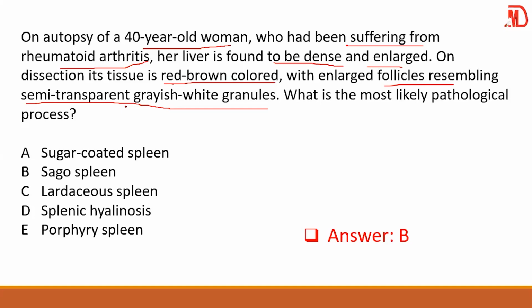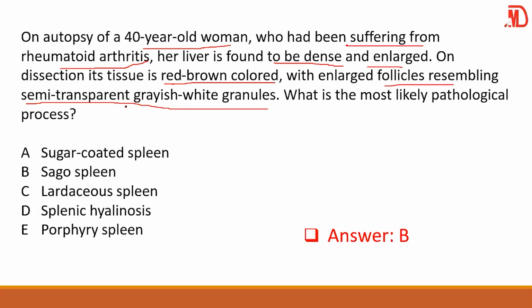So here we are thinking of a sago spleen. Again, a sago spleen is a spleen which is affected with amyloid degeneration. That's amyloidosis. And this amyloid is deposited in the malpighian corpuscles. Now, malpighian corpuscles are part of the spleen. That's anatomy. I can't teach that. So it's part of the spleen.